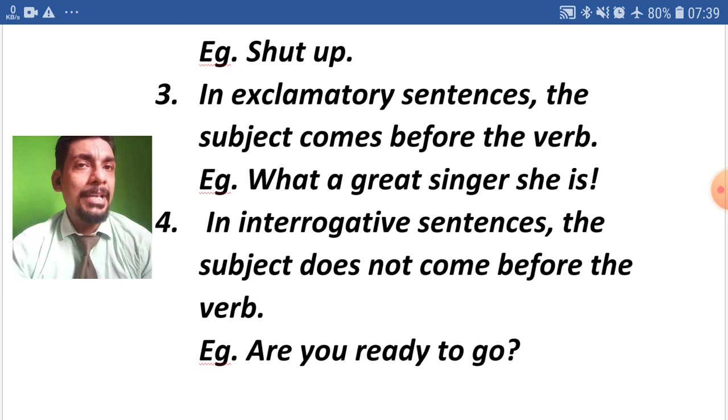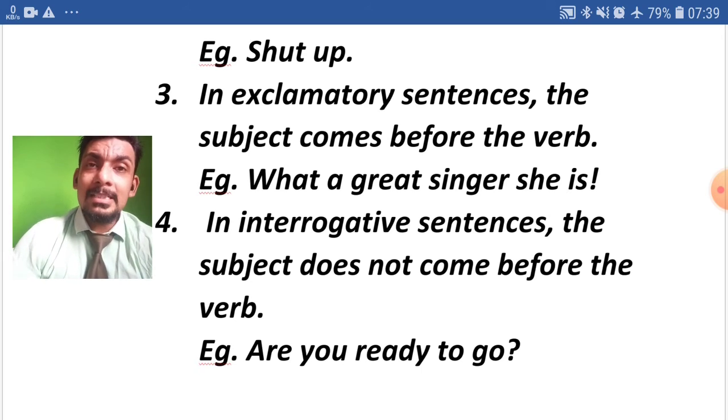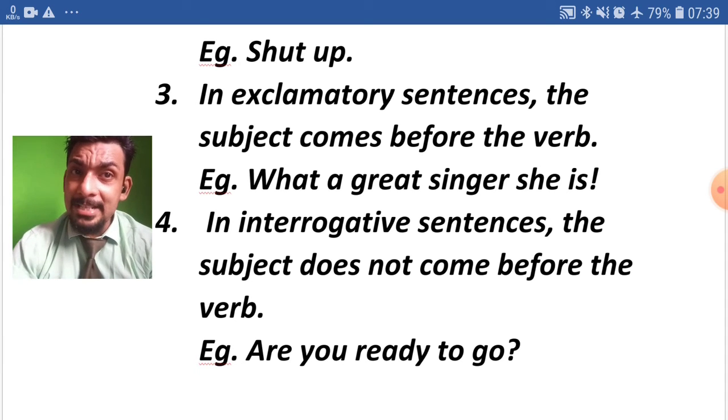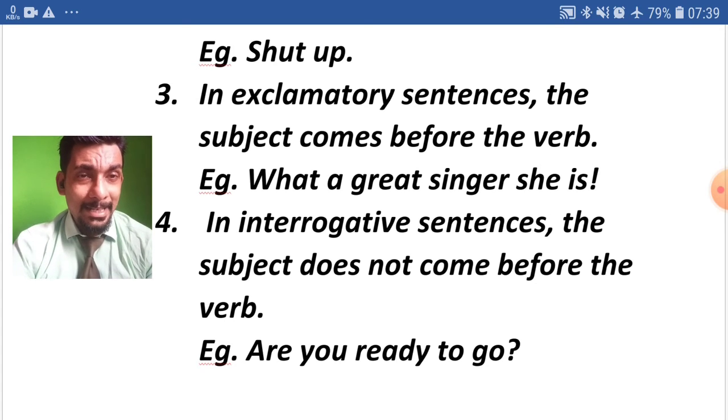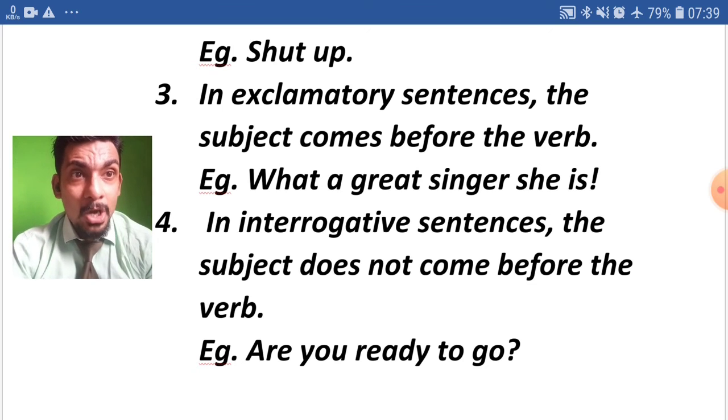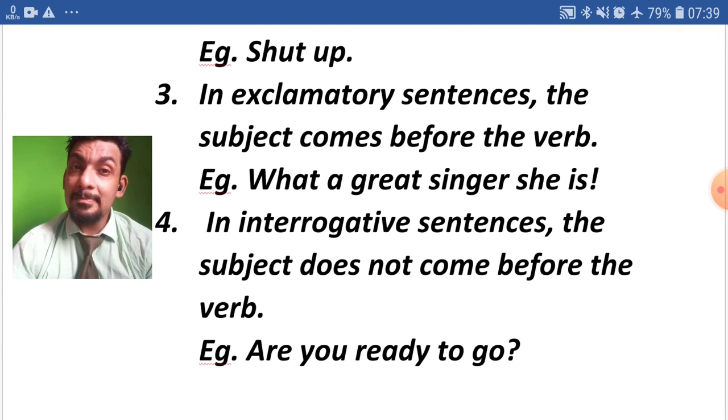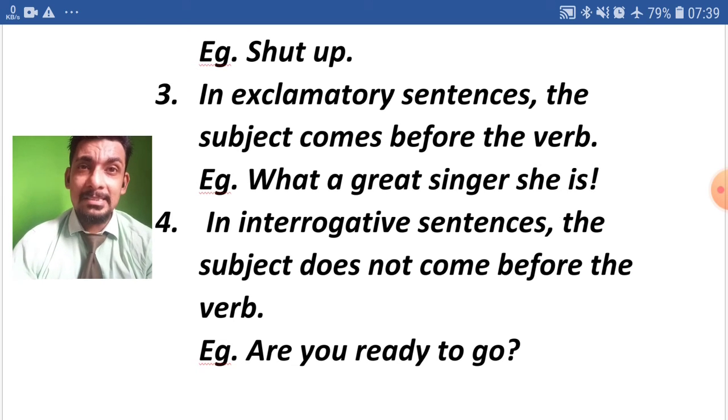Now there is a slight change in the last point, which is point number 4. Means for interrogative sentences, note down students, in interrogative sentences, the subject does not come before the verb. Means what? It comes after the verb. In interrogative sentences, my dear students, the subject comes after the verb.